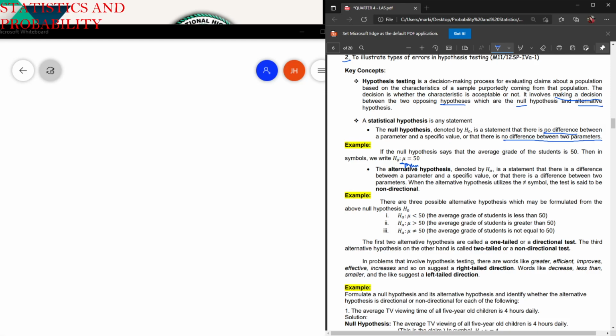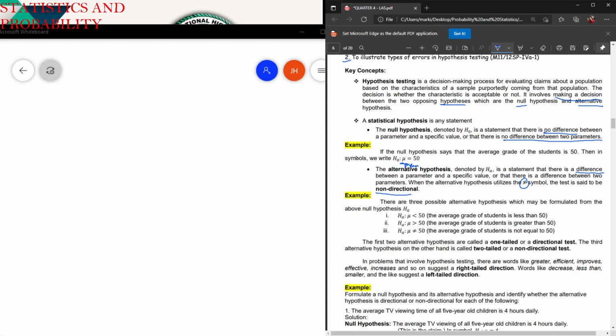Okay, so let's have the alternative hypothesis, denoted by H sub A, which is a statement that there is a difference. Opposing, so null is no difference, the alternative is there is a difference, between a parameter and a specific value, or that there is a difference between two parameters. When the alternative hypothesis utilizes not equal, the test is said to be non-directional. We have three possible alternative hypotheses which may be formulated from the above null hypothesis.